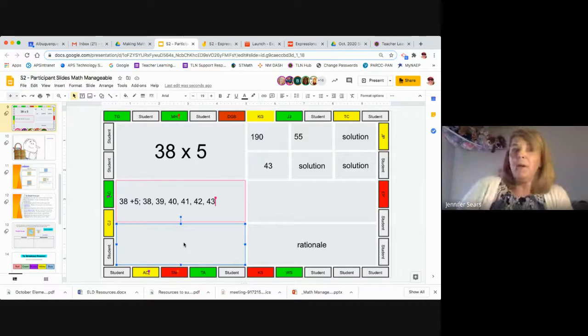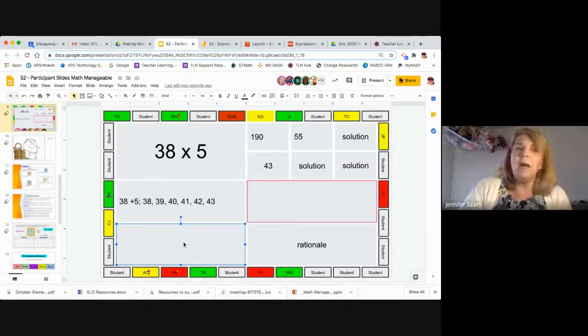So that is how you solved it. You just did 38 plus 5. You went ahead and counted up from that 38, and your answer you arrived at was 43. Okay, all right. Let us hear from someone else who had a solution and who solved it a different way.